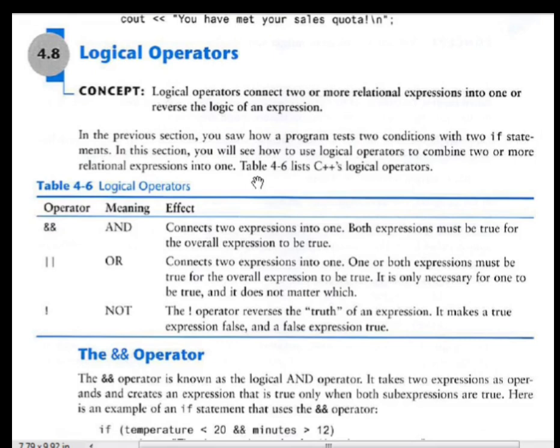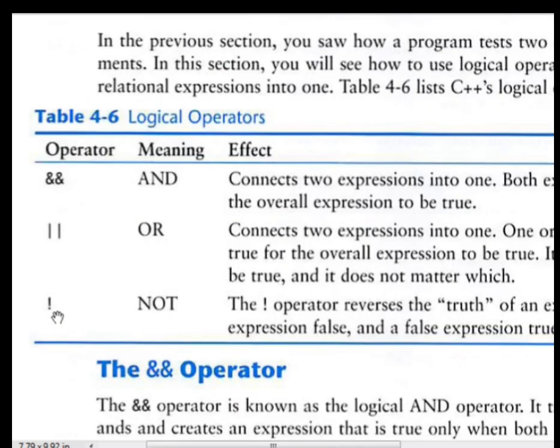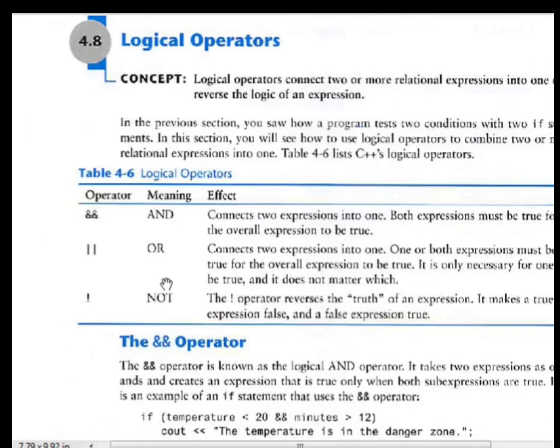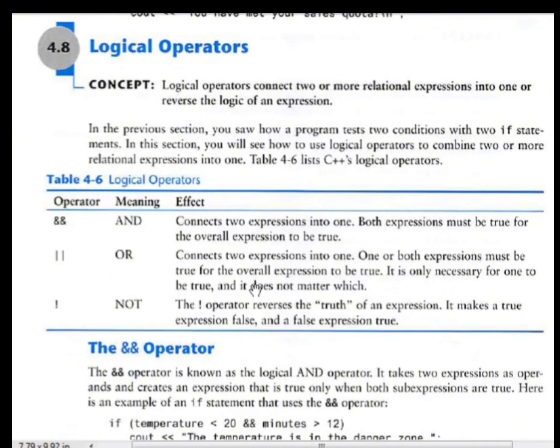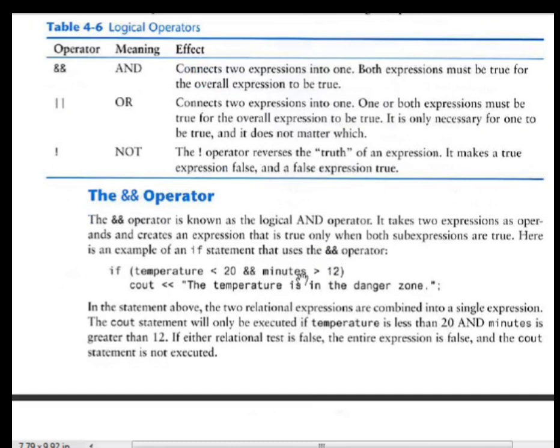So logical operators, as we have seen in the pseudocode, we have used these 3 logical operators: and, or, and not. In C++, and is represented as double ampersand, or is represented by double vertical bar, and not is represented by the exclamation operator. So if you want to AND 2 conditions, that is you want to check whether the first condition is true and the second condition is true, you put the AND operator in between them.